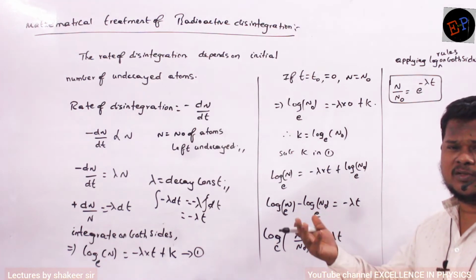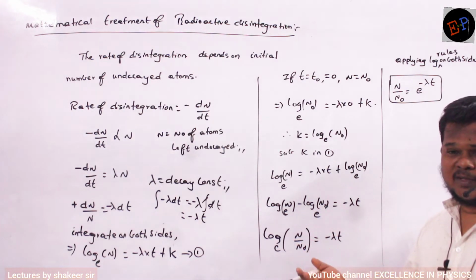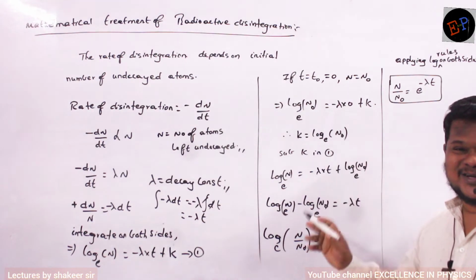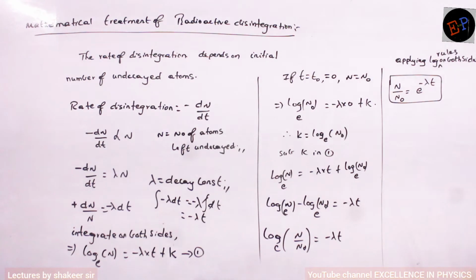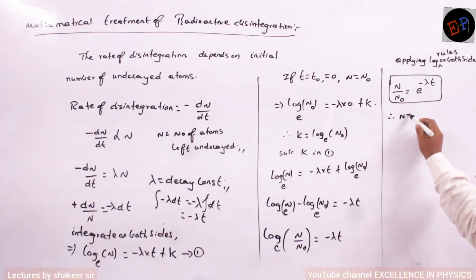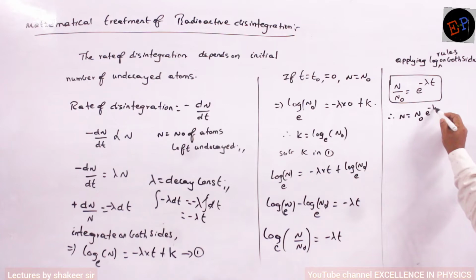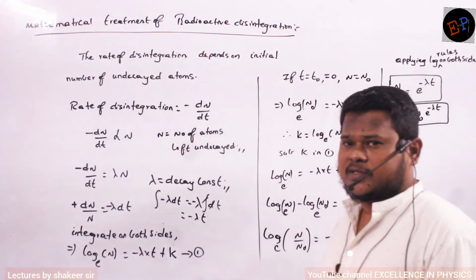Are you able to understand? These are the rules of logarithms. Explaining all of them now is difficult. You try to study afterwards. So this equation can be converted into this equation. Therefore n can be written as n naught e power minus lambda into t. So this is an important relation. Are you able to understand?